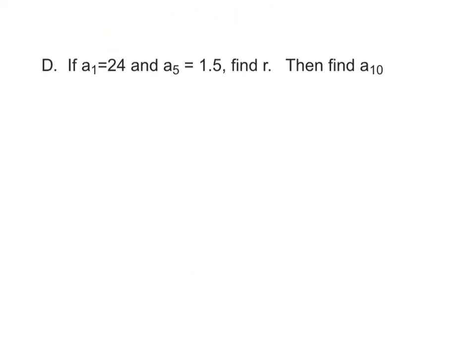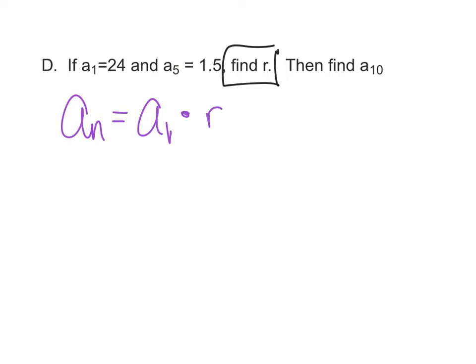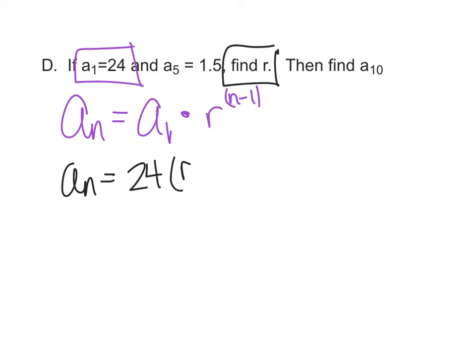All right, if a sub 1 equals 24 and a sub 5 equals 1.5, find the ratio and then find a sub 10. Okay, so let's start with our formula. Obviously, they're saying find the ratio, so we know it's geometric. So a sub n equals a sub 1. Geometric means times the ratio raised to the n minus 1. Okay, what do I know? I actually know a sub 1, so that's really nice. A sub n equals 24 times the ratio to the n minus 1.